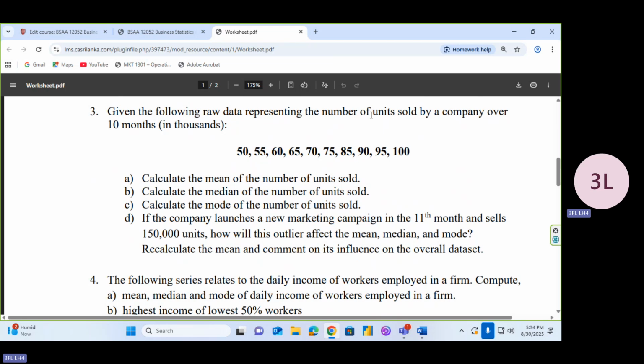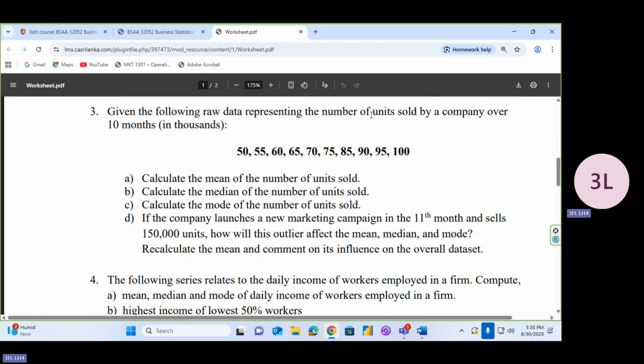Mean value 74.5. Median 72.5. Mode value is not there. No? Here also. Okay. Then here, if the company launches a new marketing campaign in the 11th month and sells 150,000 units, it means 150. Okay. Then all other data is in 1,000 rupees. Sorry, thousands. No? How will this outlier affect the mean, median, and mode?